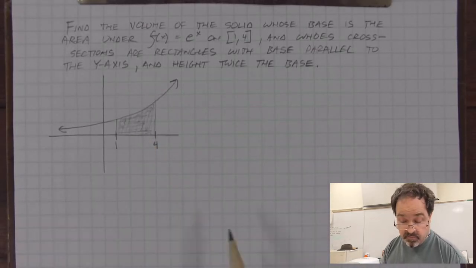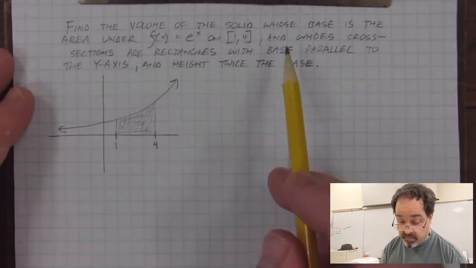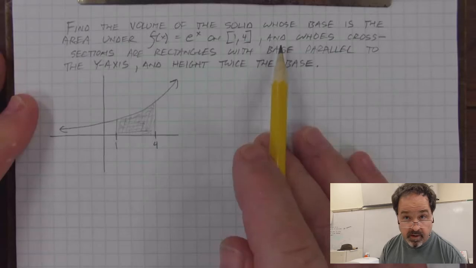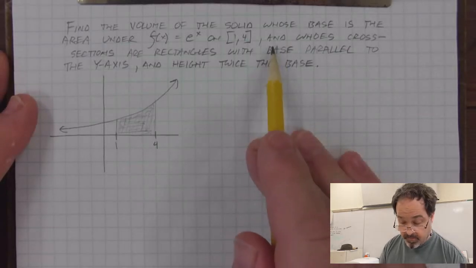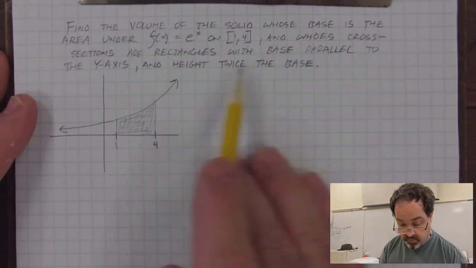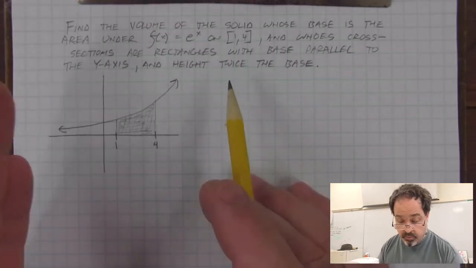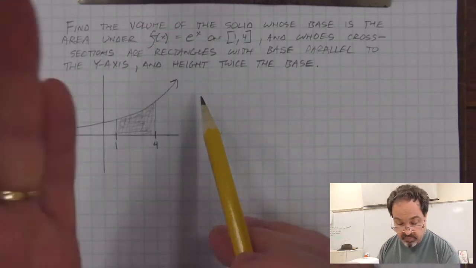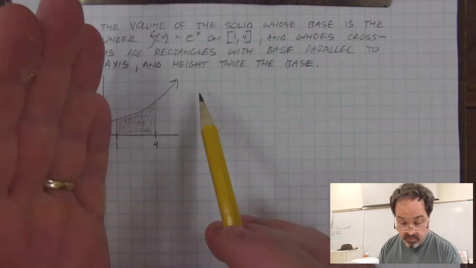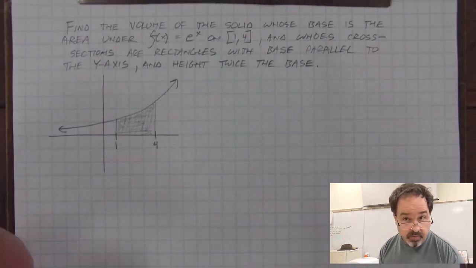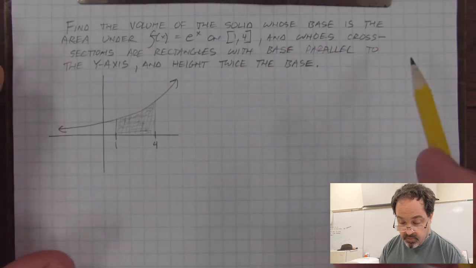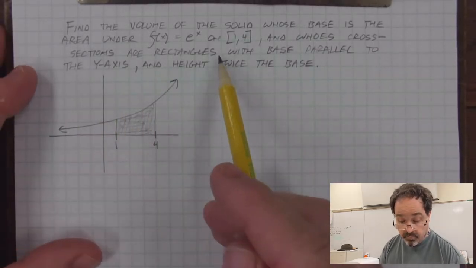But how is the rest of the solid created, and what does it look like? Let's make sense of the second half of these words. It says, whose cross-sections, so the solid's cross-sections, or what we would get if we sliced the solid and then looked at the shape of those slices. Those cross-sections are rectangles.